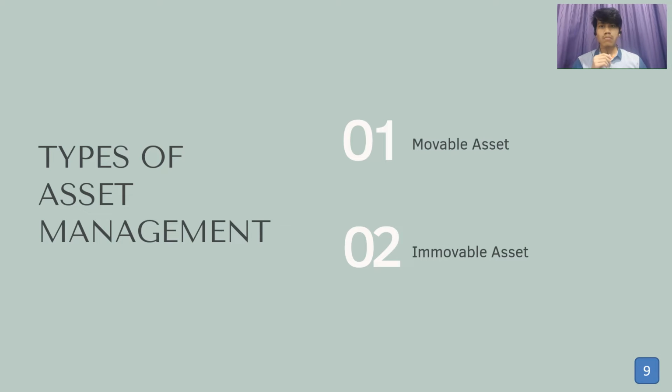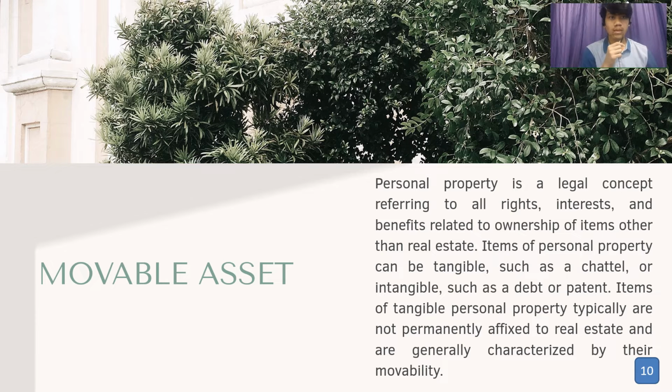There are two types of asset management. The first one is movable asset and the second one is immovable asset. Movable asset: the meaning of movable asset, or personal property, is a legal concept referring to all rights, interest and benefit related to ownership of items other than real estate. Items of personal property can be tangible, such as a chattel, or intangible, such as a debt or patent.